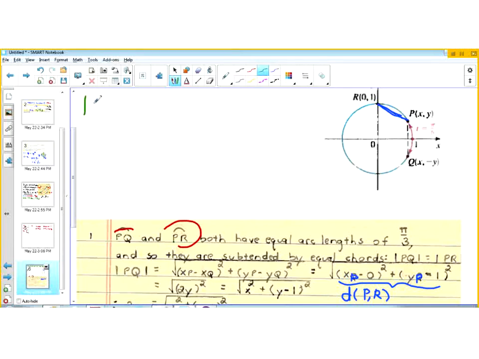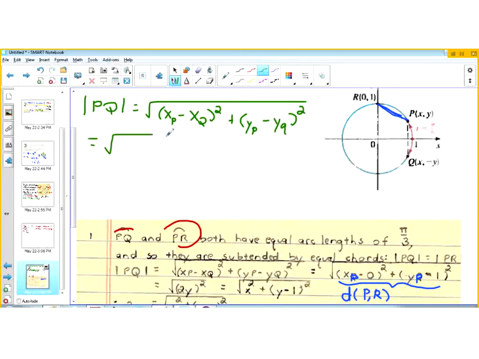So we have distance PQ is equal to, and I'll copy the equation again. That would be XP minus XQ, quantity squared, plus YP minus YQ, quantity squared. Okay. So now we know that XP and XQ are the same number. So basically, that subtraction goes away.